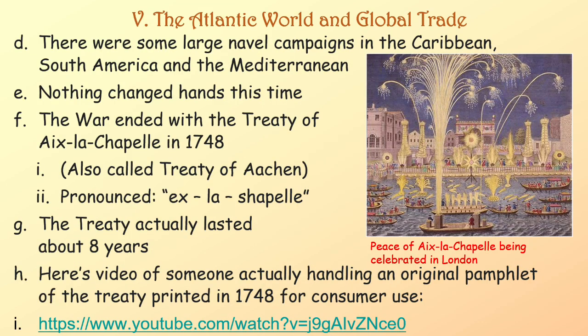So there were some large naval campaigns in the Caribbean and in South America and in the Mediterranean in this war. Nothing really changed hands at this time, and the war ended with the Treaty of Aix-la-Chapelle in 1748. You could also call it the Treaty of Aachen. And this treaty actually lasted about 8 years. Below, we've got a YouTube video link of someone who is actually handling the original pamphlet of the treaty printed in 1748 for consumer use.